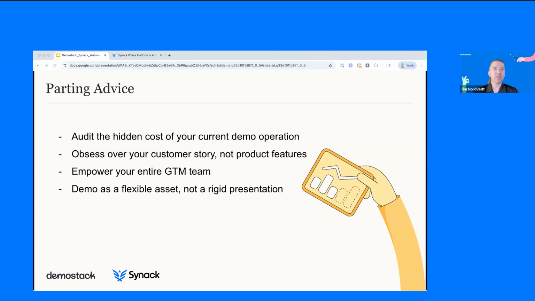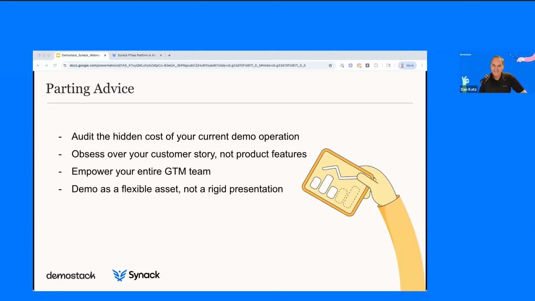The second is obsess over your customer story, not your product features. I already talked about this a little bit with moving from that monolithic demo approach to the modular approach. But one of our goals, and I talk about this to our SAs and our AEs all the time, is we regularly need to look at our key personas' top three pain points and build powerful short demos of how you can solve that problem in 5 minutes or less. Because when it comes to a demo, less is almost always more. So you don't want to add to the noise.